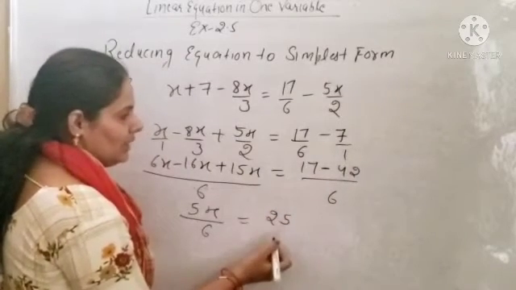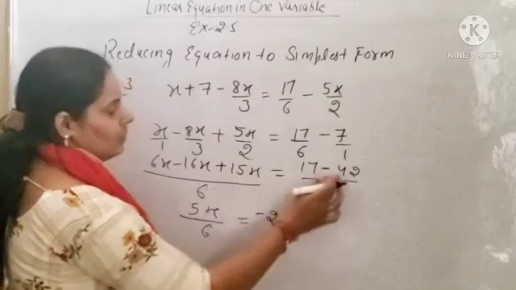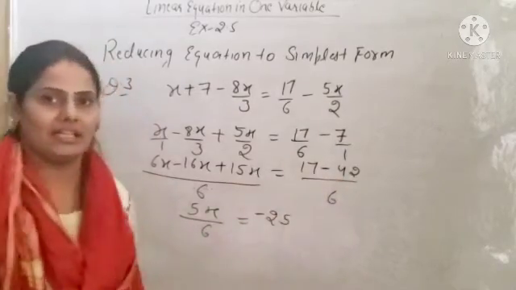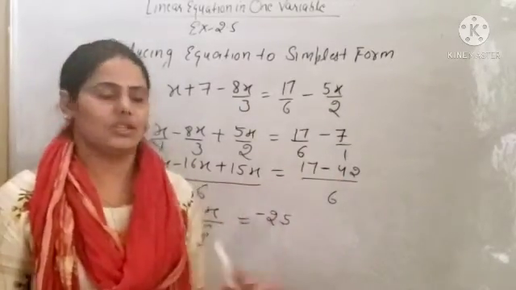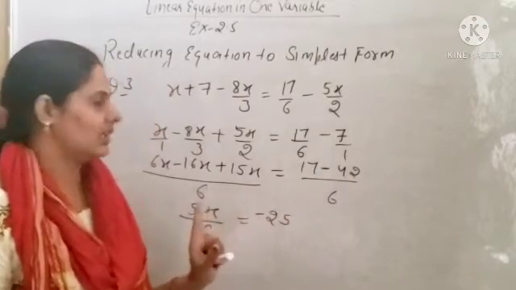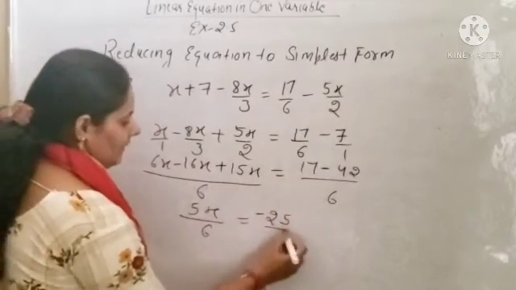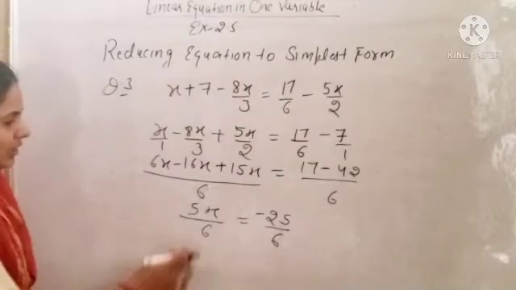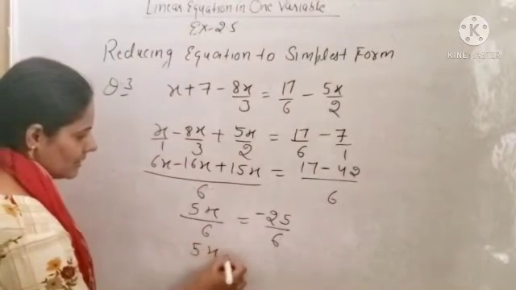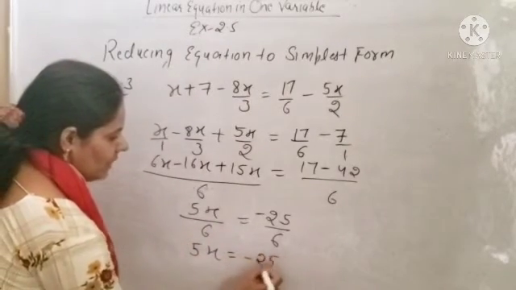What will the sign of 25 be? It will be subtracted because the greater value is 42, and the sign of 42 is the subtraction sign, the negative sign. So you will put the negative sign. After that, divide by 6. Clear? Now first you will find the value of 5x. So 5x will be minus 25 upon 6.